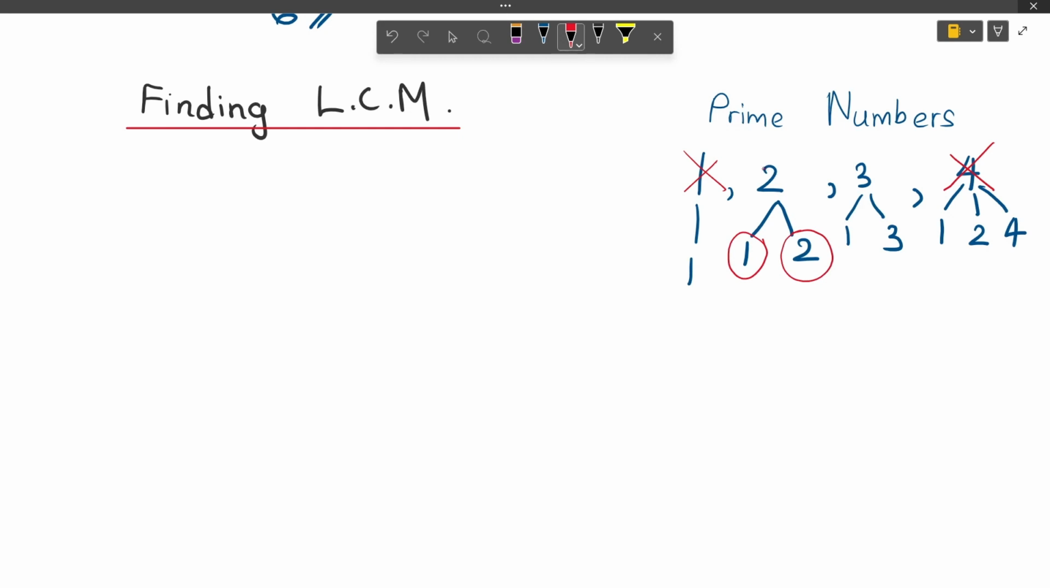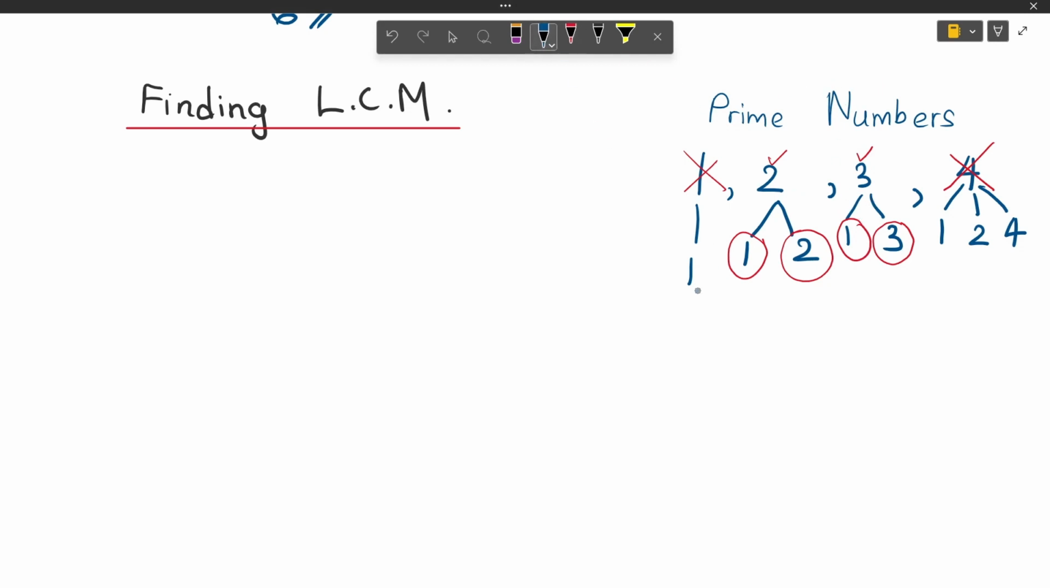Okay. If we take 2, the factors are 2 and 1. 2 is a prime number, because it has only 2 factors: 2 itself and 1. Now 3 is a prime number also. So 3 has 3 and 1 as factors. 3 itself and 1 are the factors.